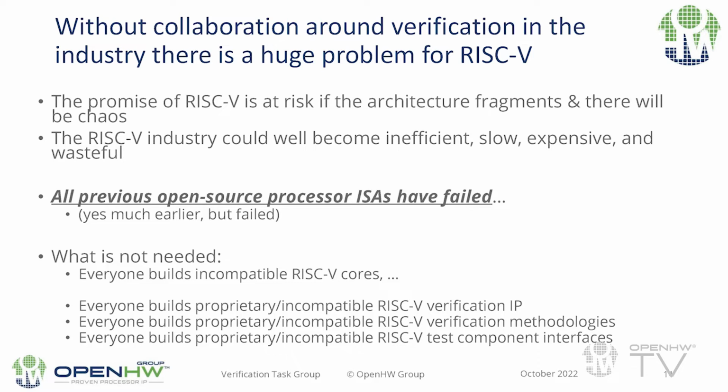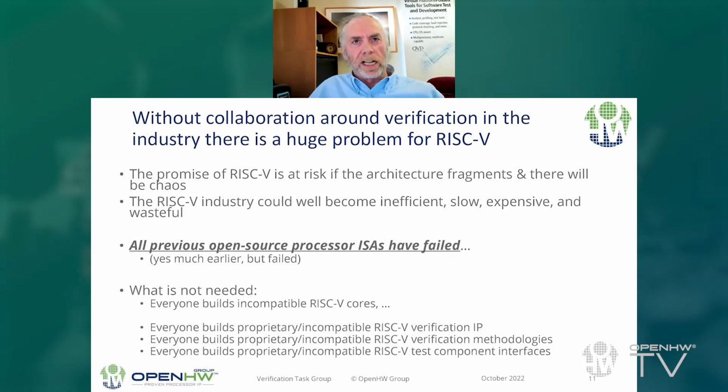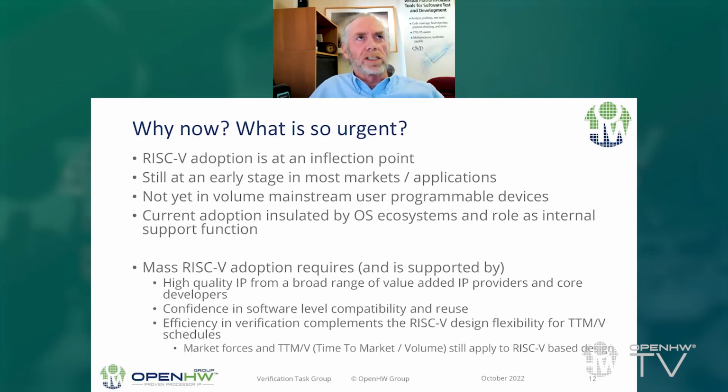We want RISC-V to become absolutely the cornerstone of the future of computing. And what we need is industry working together to develop much more efficient ways of doing things. And what we don't need is incompatible cores, proprietary incompatible verification, proprietary incompatible methodologies, and proprietary incompatible interfaces. That would be terribly inefficient, and would cause real problems in the RISC-V ecosystem. And why do we need to worry about this now? Why is it so urgent?